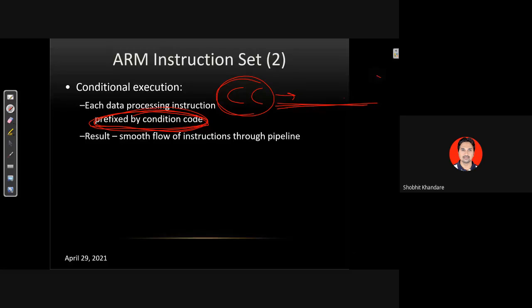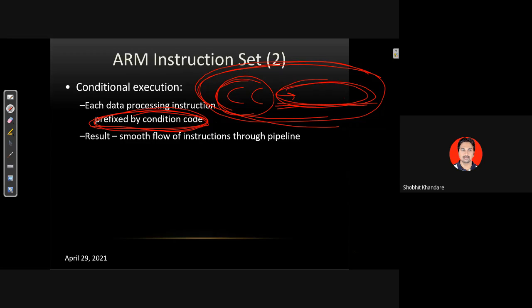So don't you think this is available in a single instruction. एक ही इंस्ट्रक्शन में मैं दोनों भी लिख रहा हूँ, कंडीशन कोड भी लिख रहा हूँ कि अगर कंडीशन सेटिस्फाई होती है तो इसके आगे वाला इंस्ट्रक्शन एग्जीक्यूट करो. ये सब एक ही इंस्ट्रक्शन में मैं लिख रहा हूँ. I think this is the beauty of ARM.